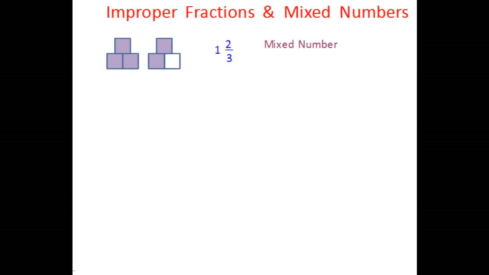Now I know that the whole can be written as 3/3 because I have selected all the 3 parts. So let's write 1 as 3/3 and 2/3 remains the same. So 3/3 and 2/3 makes it 5/3. That's an improper fraction. Now again, is there a method or some simple steps that I can use to convert a mixed number to an improper fraction?